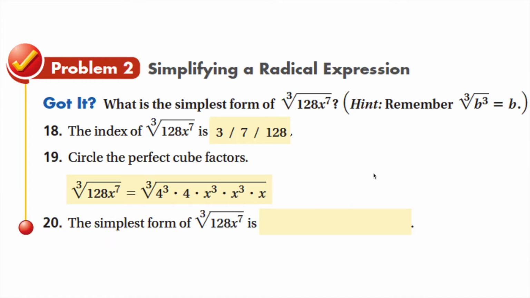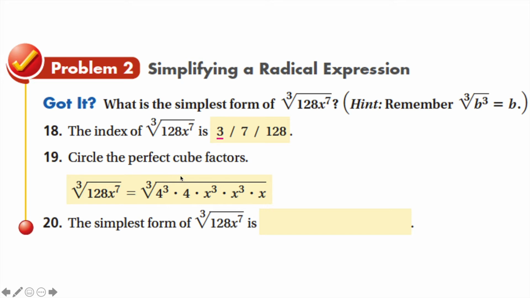Problem 2. Simplifying a radical expression. What is the simplest form of the cube root of 128x to the 7th power? Remember, the cube root of b to the 3rd power is going to equal b. So the index of the cube root of 128x to the 7th power is going to be 3. That is the small number in the top left corner, right above the radical symbol.